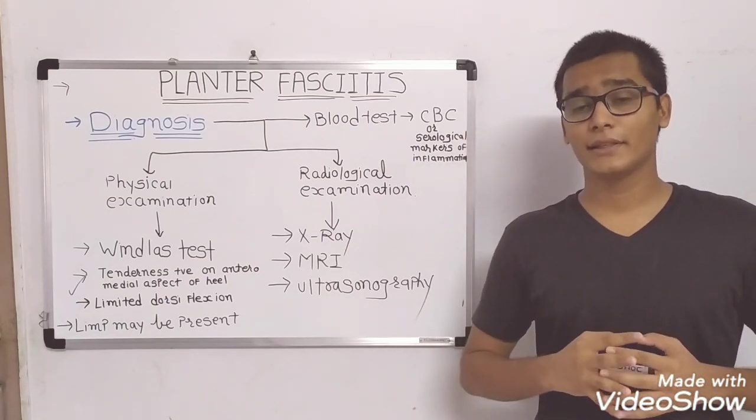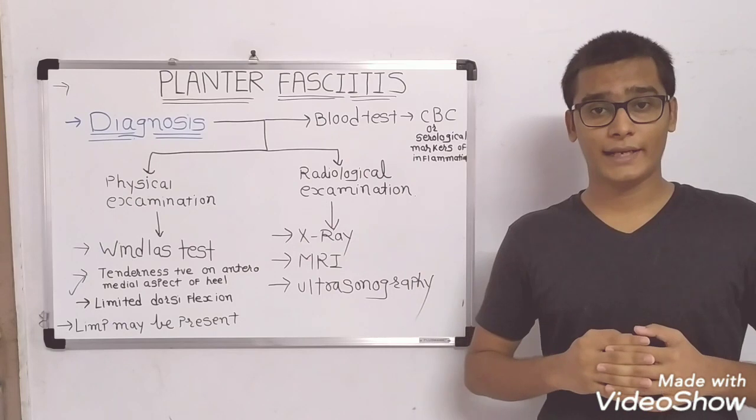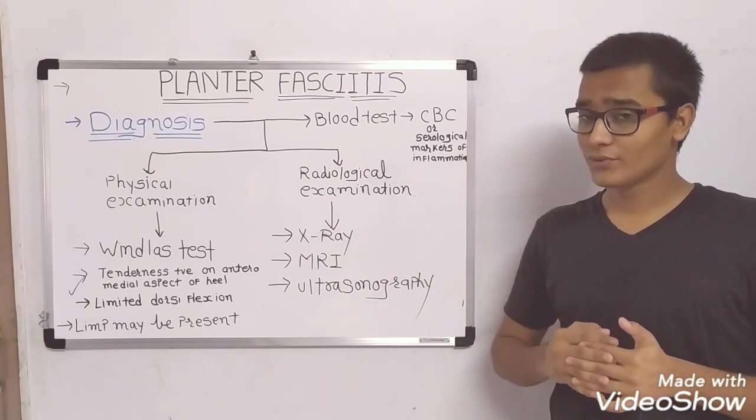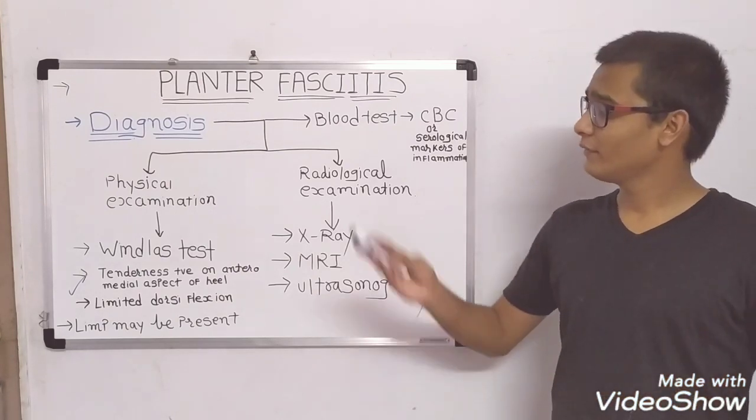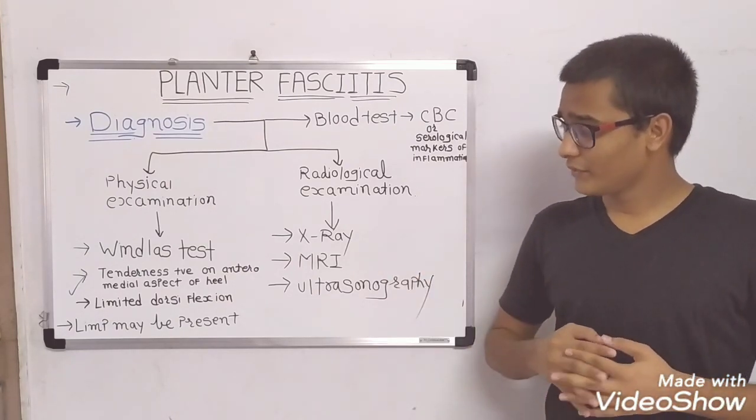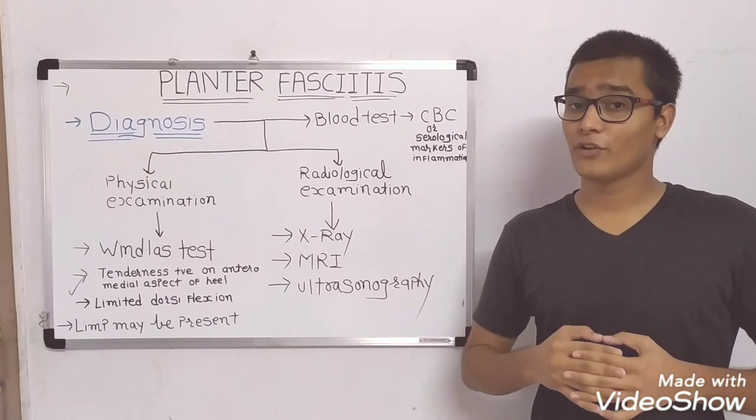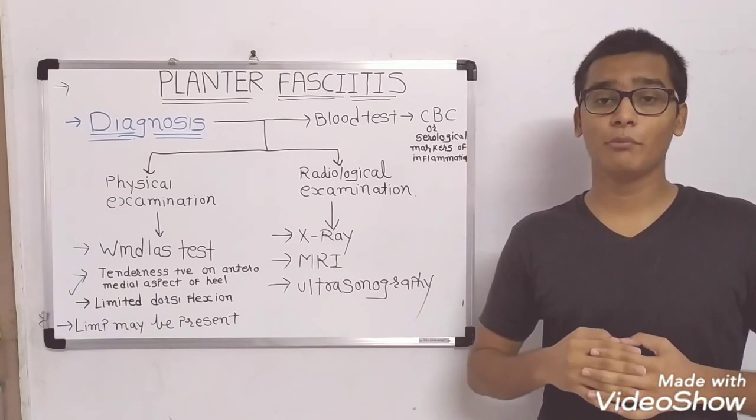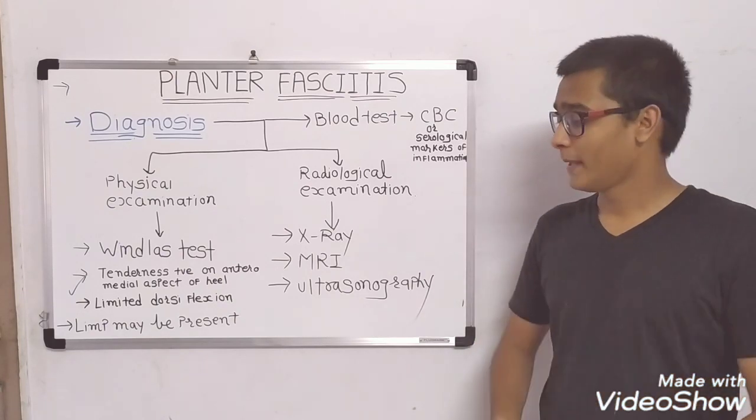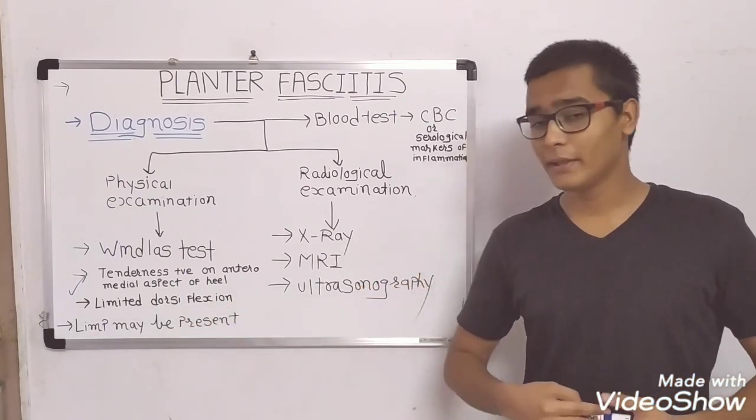Another physical examination include the palpation of the tenderness. The tenderness is usually present on anteromedial aspect of the heel in patient with plantar fasciitis. Another physical examination checking a range of motion. A patient with plantar fasciitis usually demonstrate a limited dorsiflexion of ankle and a limping of the gait may be present.